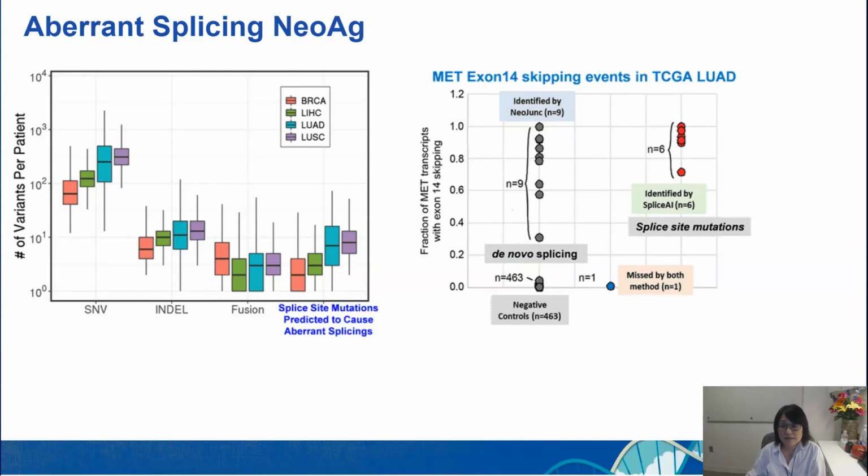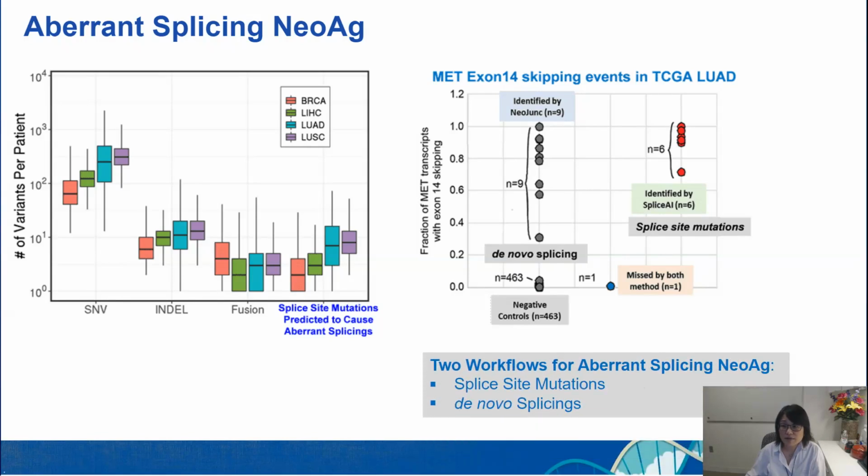However, these splice site mutations are not the only cause of aberrant splicing, as previously shown in the figure to the right in the example of MET exon 14 skipping. De novo RNA splicing is responsible for majority of the aberrant splicing events. RealNeo is capable of detecting both categories of the highly immunogenic aberrant splicing neoantigens.